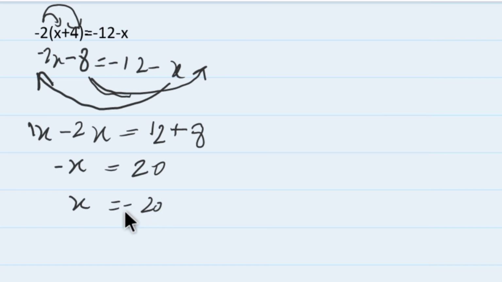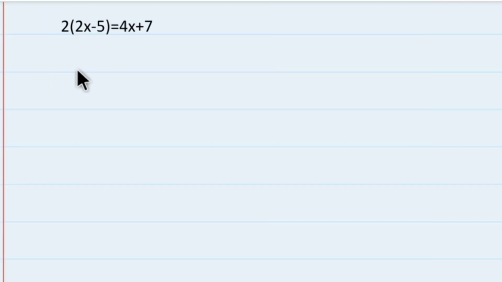Now this equation is called conditional. Why? Because this equation is true only for the value of minus 20. If x is equal to minus 20, then this equation is true. Otherwise, for any other value other than minus 20, this equation would not be true. This is the reason that these types of equations are known as conditional equations, which are true only for a single value or specific values.